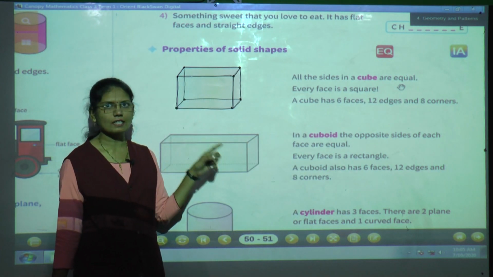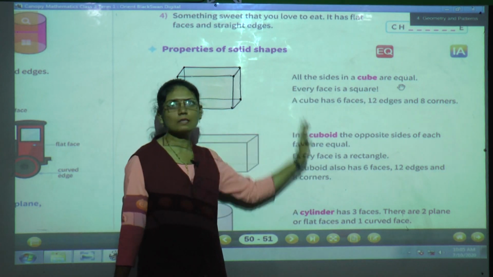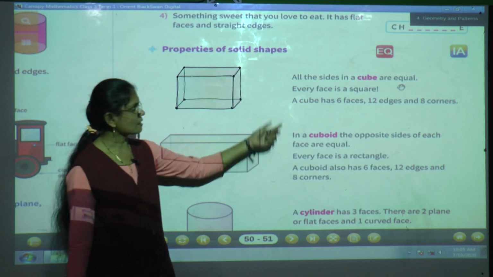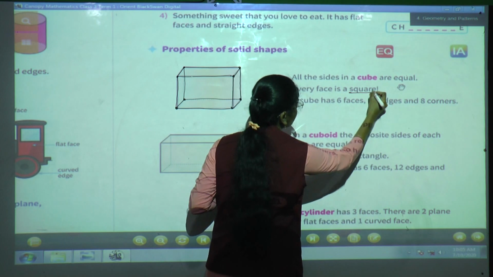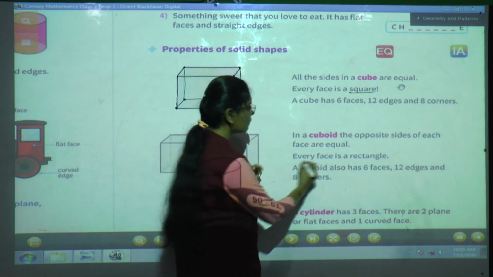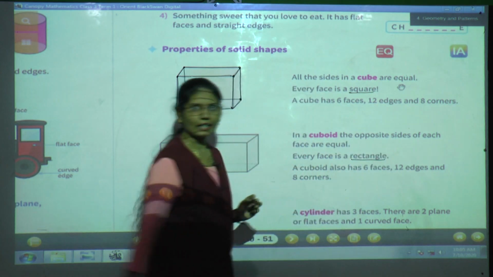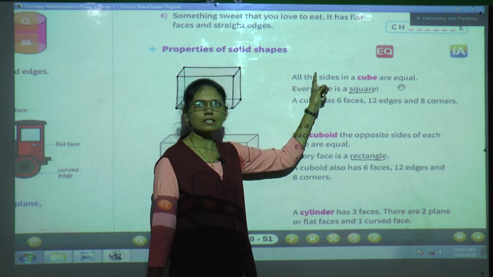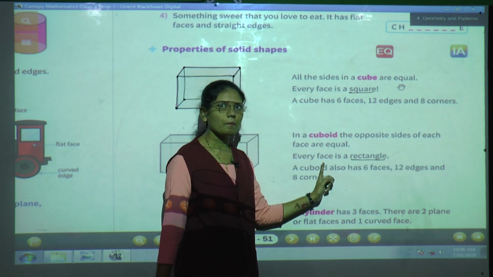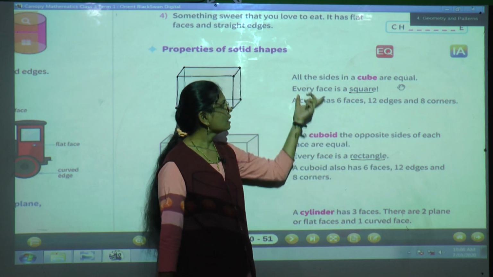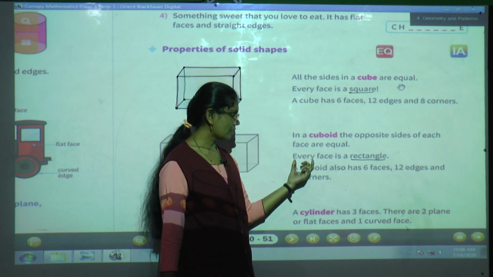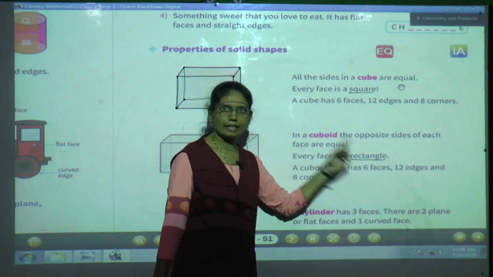Now in our last session I told you what the difference between cube and cuboid is. Okay, what is the difference? Yes, the difference is that in a cube every face is a square, but in a cuboid every face is a rectangle. This is the main difference between cube and cuboid. Okay, keep this in your mind because this is very important. In a cube every face is a square in shape, but in a cuboid every face is a rectangle.